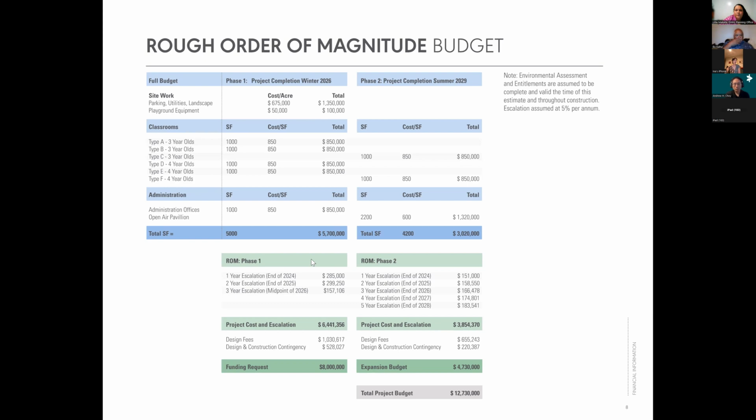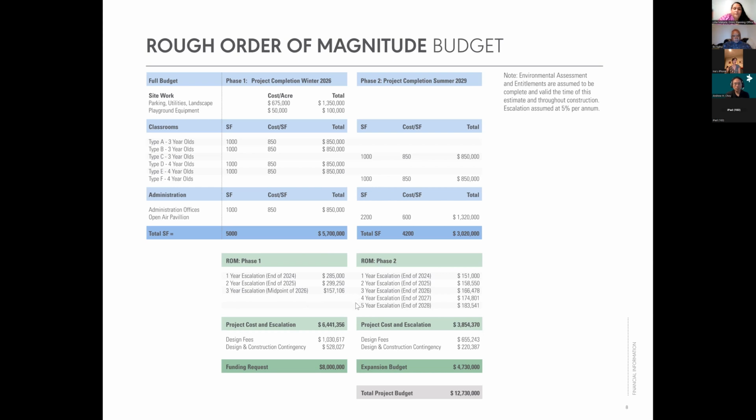So all of that brings us to our phase one. Our funding request for phase one is $8 million. And we have built in a 5% per year escalation cost. So you'll see that because phase one is anticipated to take 3 years, those are the numbers here.